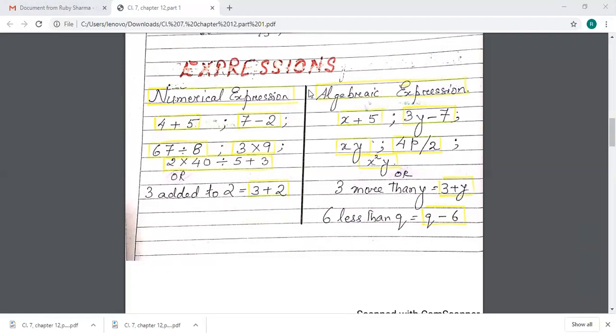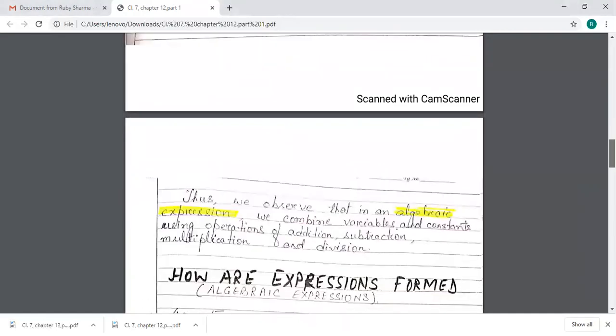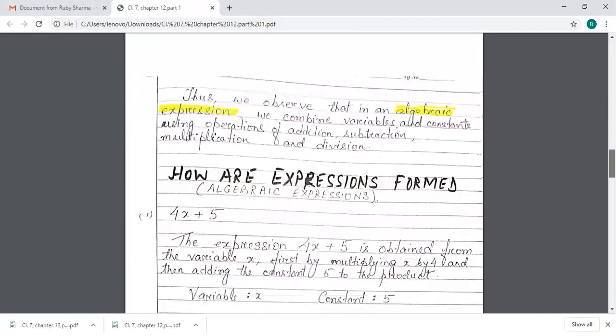Similarly, I've given you some other examples, xy, 4p by 2, x squared y. All these are algebraic expressions. Then the statement 3 more than y, you can write as an algebraic expression in the form of 3 plus y. Similarly, we have 6 less than q. When we say 6 less than q, how do we write the algebraic expression? q minus 6. So I hope you have understood what algebraic expressions are. Now we move on to how expressions are formed.